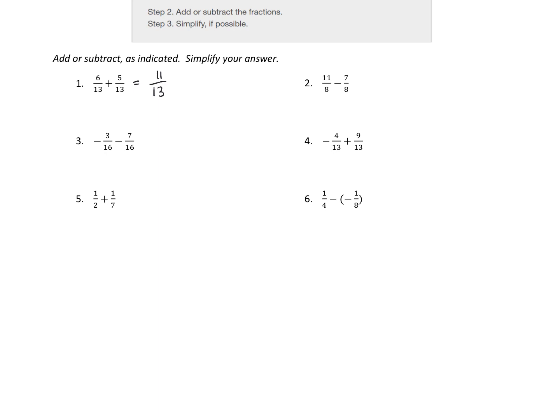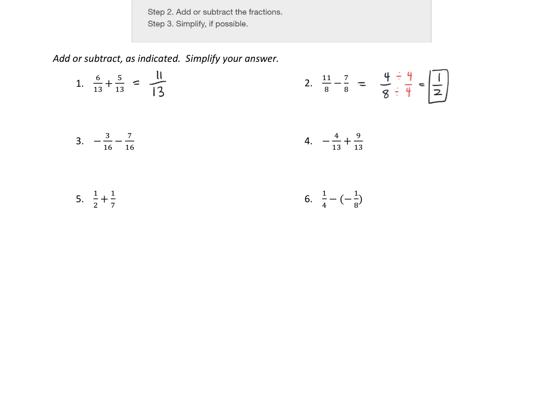Number 2, we can see that both of the denominators are 8, so they already have a common denominator. So we're just going to subtract the numerators. 11 minus 7 is 4. So 4 over 8, and that can be reduced. Both 4 and 8 have a common factor of 4, so I could divide out a 4 from each one, and I will be left with 1/2.